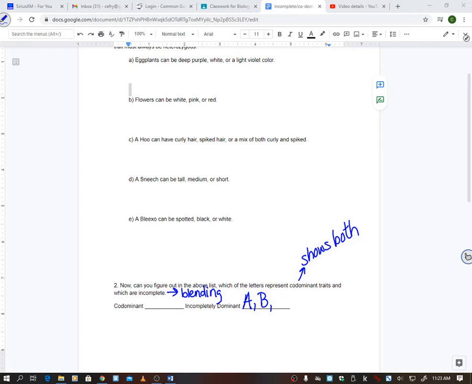So C, a who can have curly hair, spiked hair, or a mix of both curly and spiked. Now, if it were curly, spiked, and wavy, then maybe it would be incomplete. But it's not. It's saying both are shown. Both curly and spiked can be shown, so that is codominant.